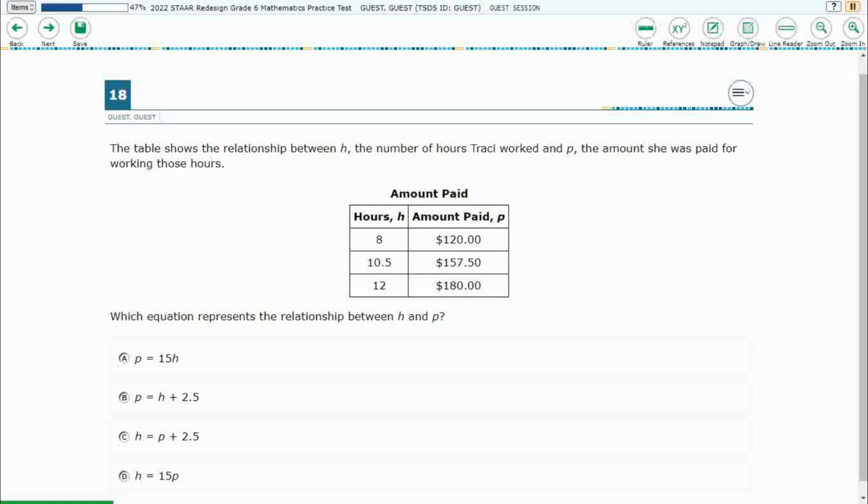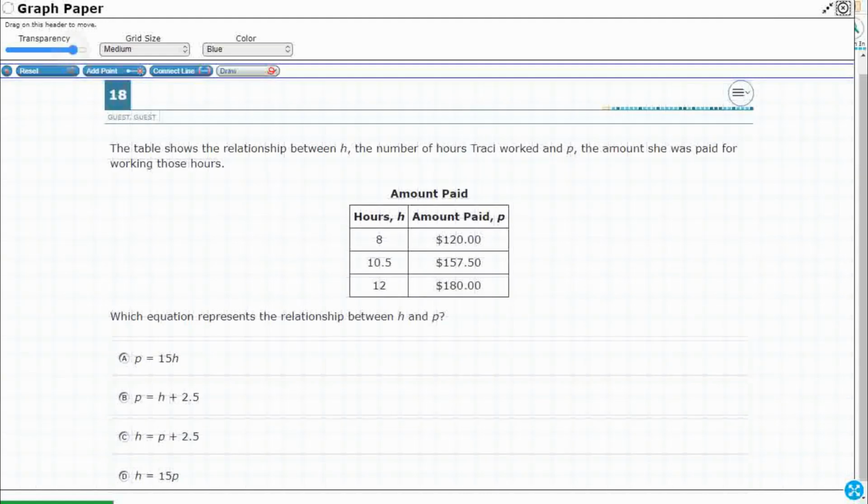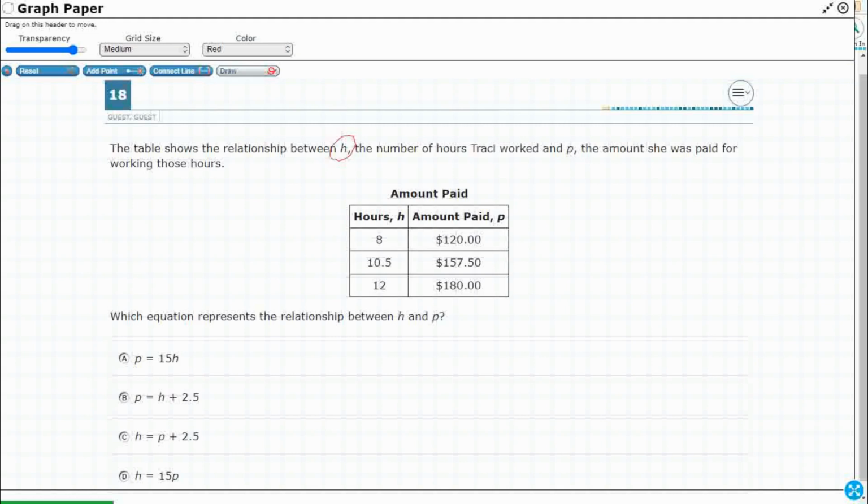So we have a table here that shows a relationship between the number of hours that Tracy worked and the amount that she was paid. We need to find an equation that represents that relationship. So let's open up our graph draw feature. Make sure we got the transparency right, which we do. All right, so we've got two variables here. We've got H, hours worked, and P, the amount that she was paid.